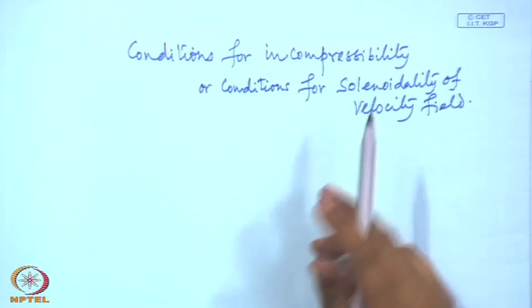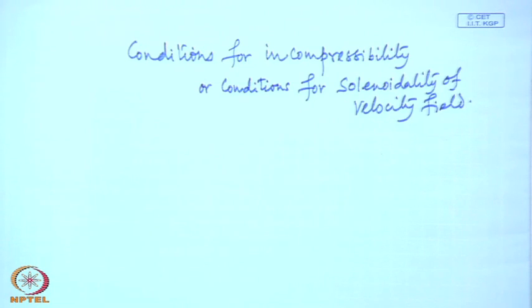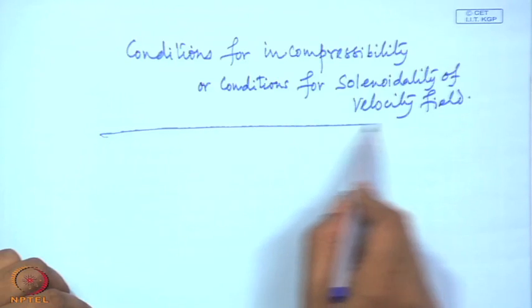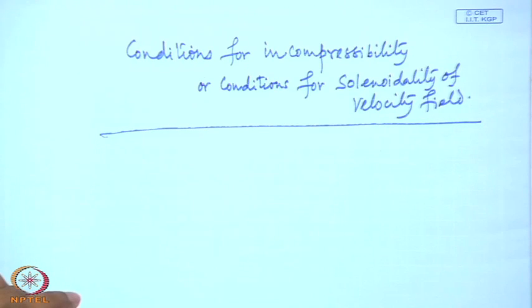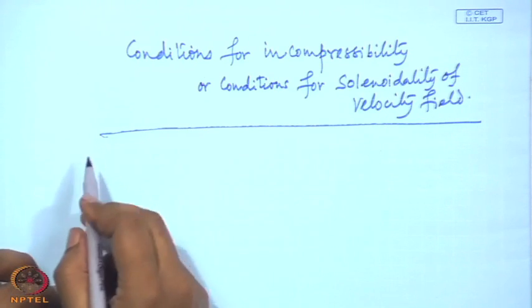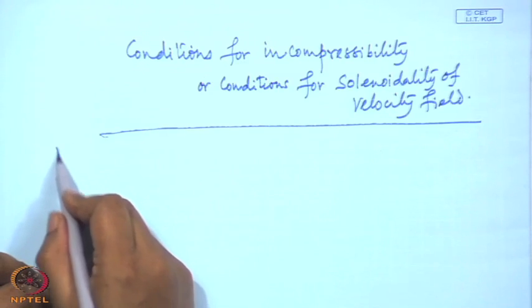Whether the flow is incompressible, for only in incompressible flow the complete velocity field is solenoidal. If the flow is not incompressible, then it also has a solenoidal contribution, but the complete flow field is not solenoidal. Only when the flow is incompressible, the complete velocity field is solenoidal. Okay. Now, what is the condition for incompressibility? We have already seen the flow is incompressible if divergence of u is 0.